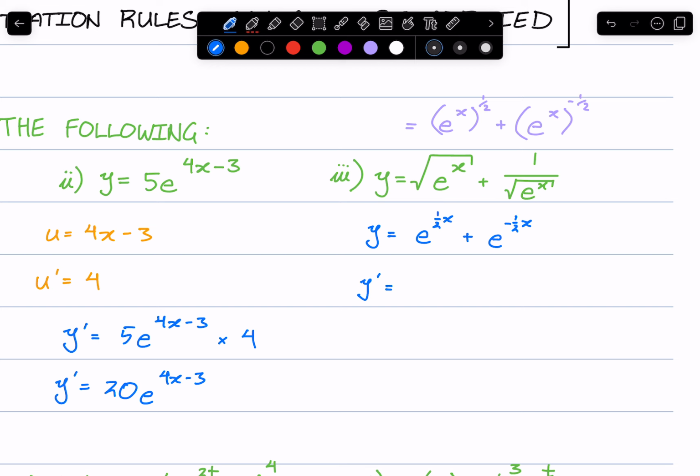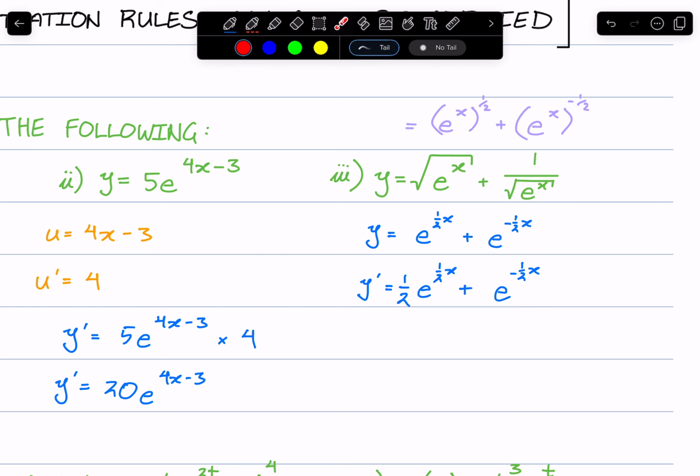y prime equals the derivative of this, which is itself, e to the power of half x. But then I need to multiply this by the derivative of the power. The derivative of the power is just going to be half. So let's keep moving forward. It'll be plus the derivative of e, which is exactly itself, so e to the power of negative half x.